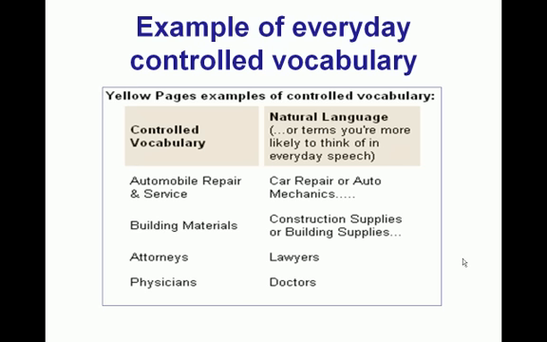Or let's say you don't like the prices at Lowe's or Home Depot, so you're looking for other places where you can get building supplies or construction supplies. Yellow Pages describes it as building materials. You say lawyer, they say attorney. You say doctor, meaning medical doctor, they say physician. Potato, potato. There you have it. Controlled vocabulary in your everyday life.